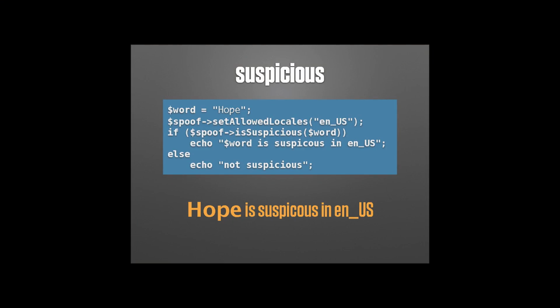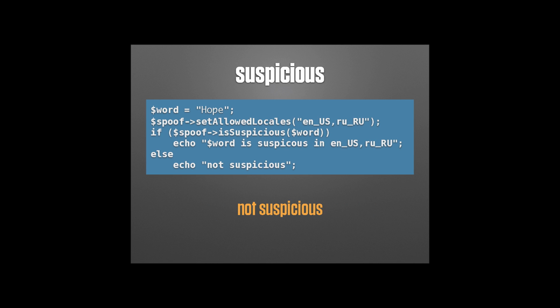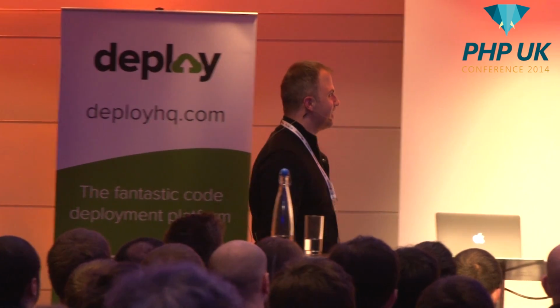There's another one called isSuspicious, which just tells you whether a certain identifier is suspicious in a certain locale. So let's say we have this here, which does not say hope, by the way. It uses Cyrillic letters to pretend it says hope. You say, okay, we're only allowing English locale here. Is it suspicious? And I say, yep, it's suspicious in that locale, because it's using characters from another one. But if you say, oh, allow Russian as well, then it's going to say not suspicious, right? So that's useful. Now, my favorite section.